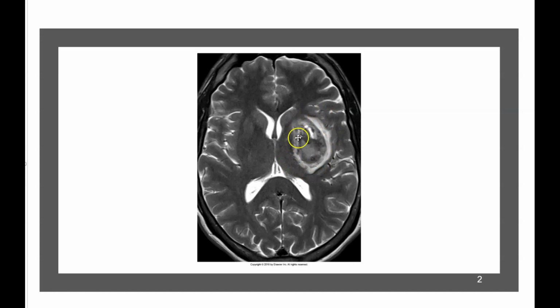Now this is a tumor. So the tumor has broken the blood-brain barrier. So if we gave contrast, this would light up. So it's more metabolic than the brain tissue, so it's going to enhance. So this right here is a brain tumor.